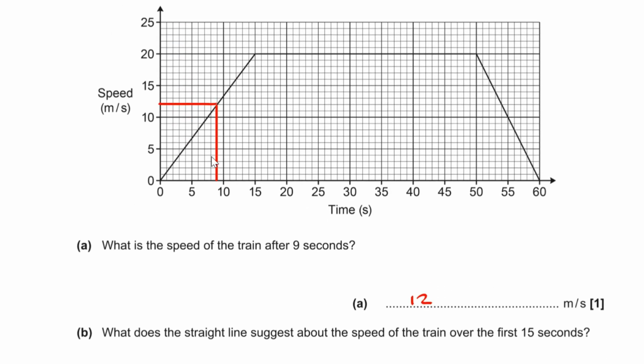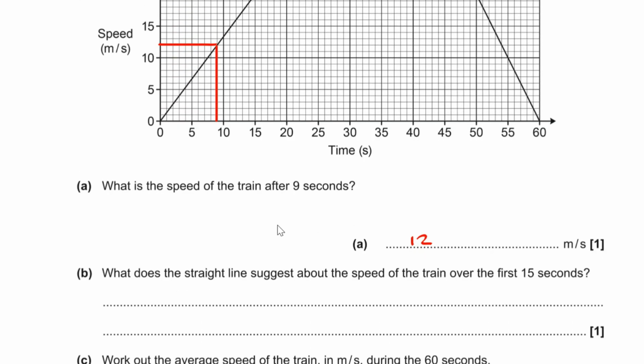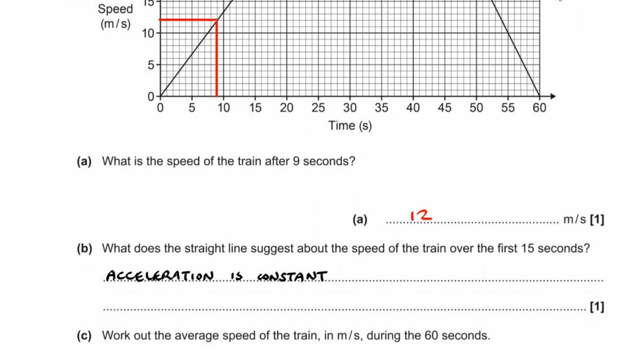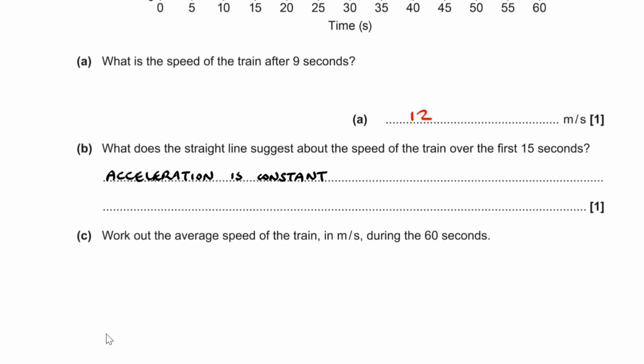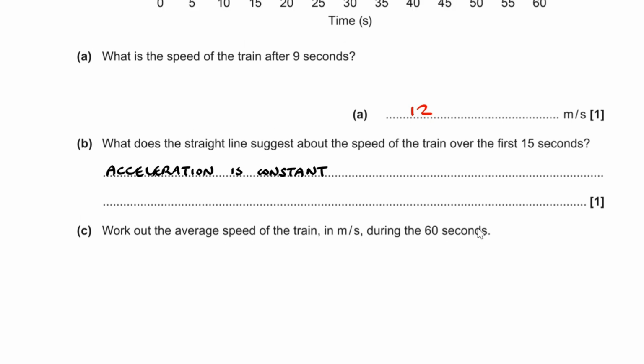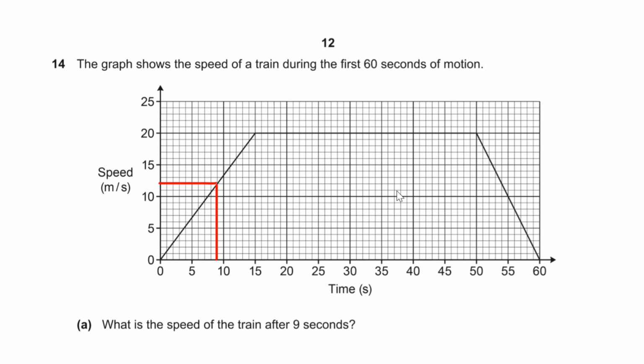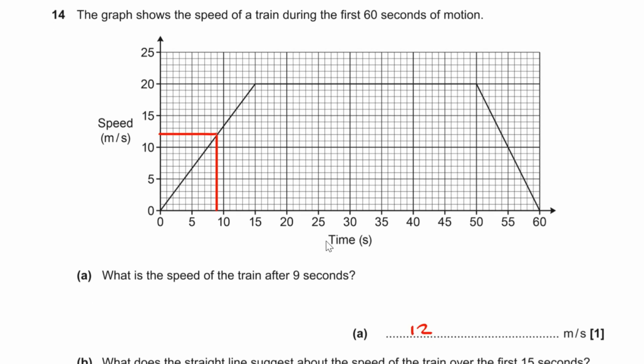Well, you can see here, we're starting off at 0, we've got a positive gradient, so therefore the gradient of a speed time graph represents the acceleration, and because we have a straight line, we can conclude acceleration is constant. Now for part C, we have to work out the average speed of the train in meters per second during the first 60 seconds. Well, for this, what we need is to find the distance. The total distance divided by the total time will give us the average speed over this entire period.